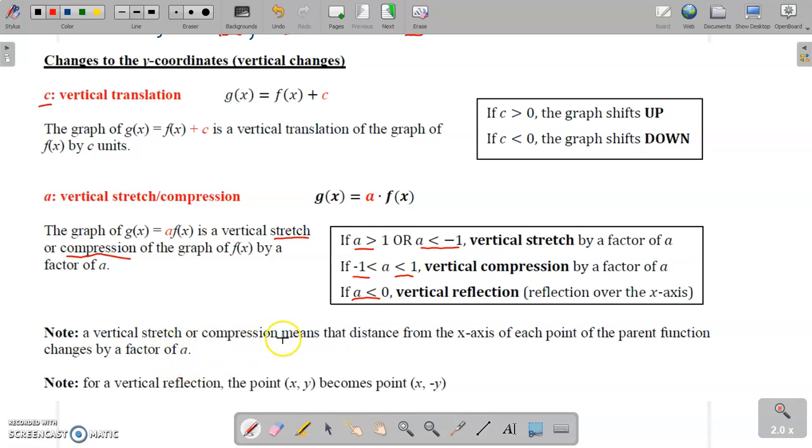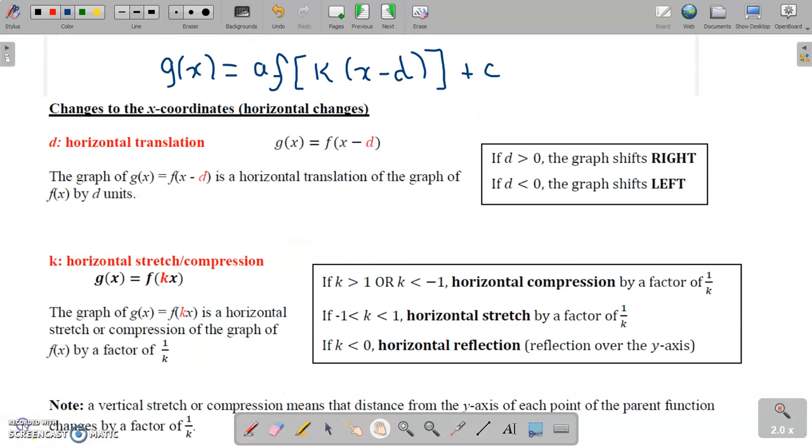A vertical stretch or compression means that the distance from the x-axis of each point of the parent function changes by a factor of a. So we've got a times the original y value. And the vertical reflection, x, y simply becomes x and -y, so it flips it. So those two values, the a and the c, affect the y coordinate.